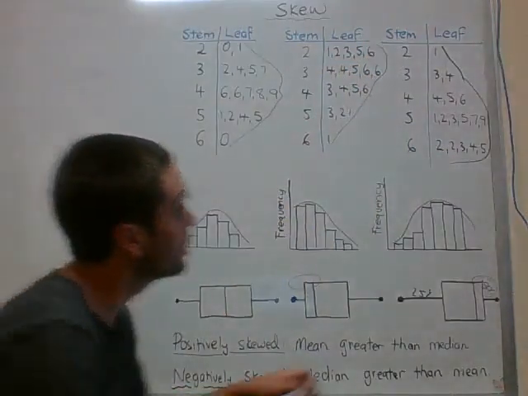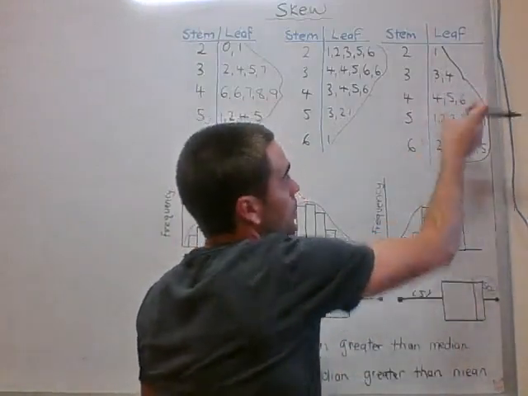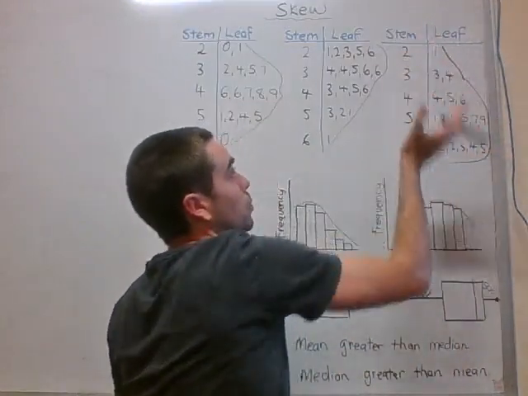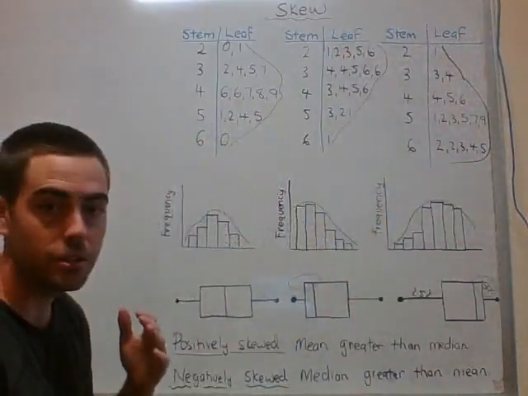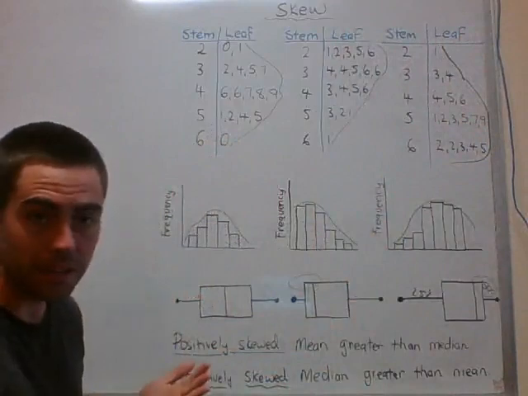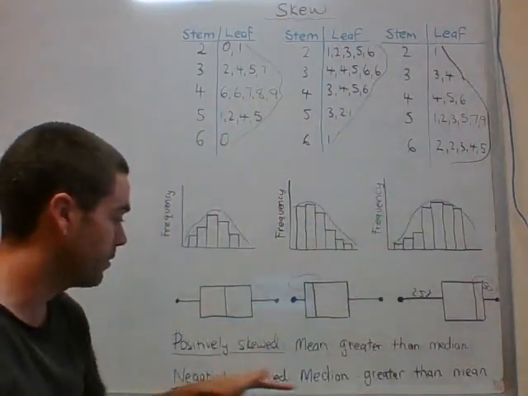The reason for that is the median is going to be here somewhere because that's where all the data is, but these really small values are going to pull the mean back. So that's just something interesting about each of the skews. Symmetric, mean and median the same. Positively skewed, the mean will be greater than the median, and negatively skewed, the median will be greater than the mean.